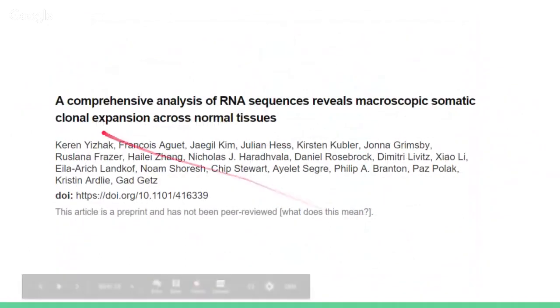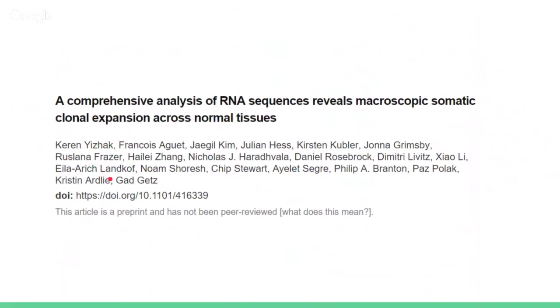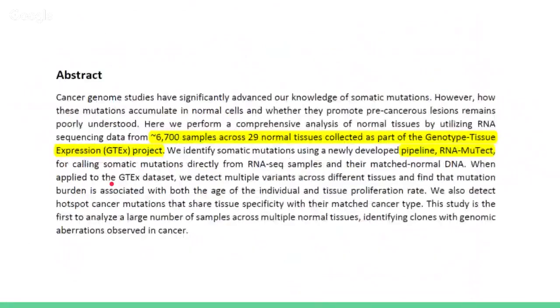And this is a publication before it became public in a peer-reviewed paper. There was a preprint, and Karen Yitzhak is the first author, Gad Getz the last author, people from the Broad Institute in Boston in the US, where they did these many samples, 6,700 samples across 29 normal tissues with this pipeline that they call RNA-MuTect.